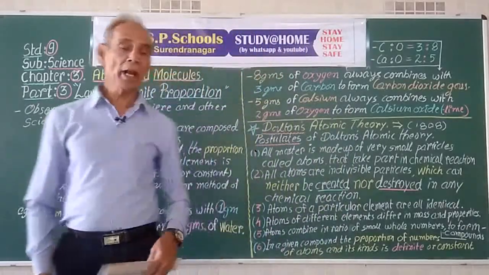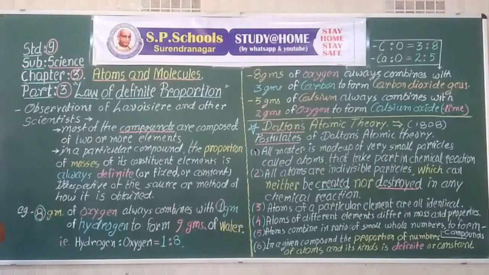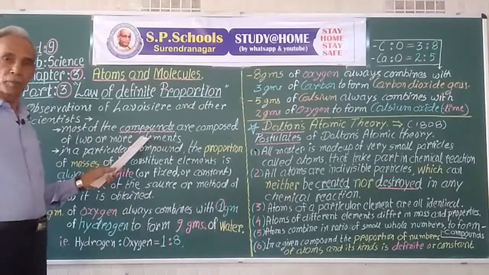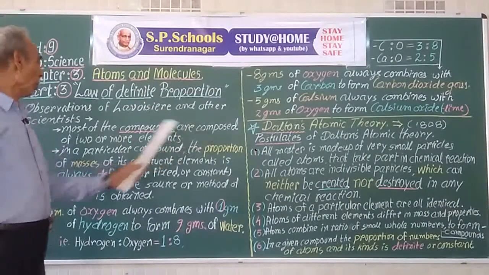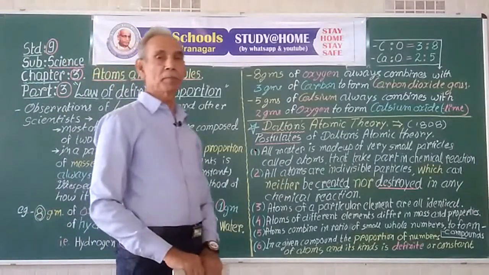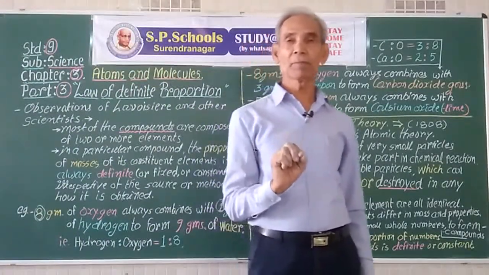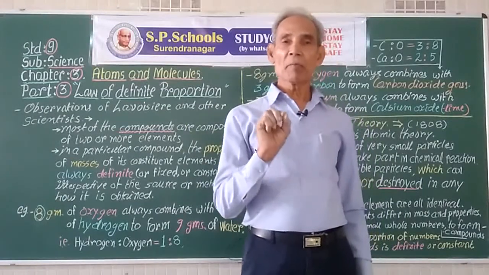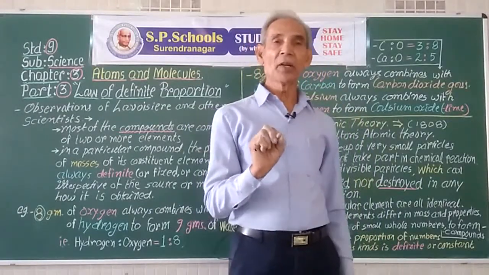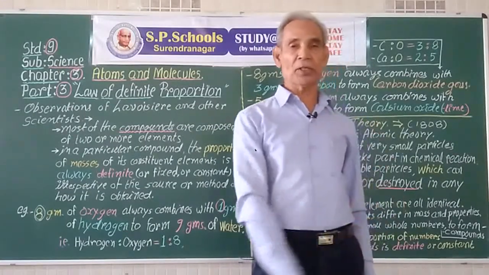Now scientists observed that most of the compounds are composed of two or more elements. Elements are very simple substances from which, by any other method, we cannot get a different type of substance.